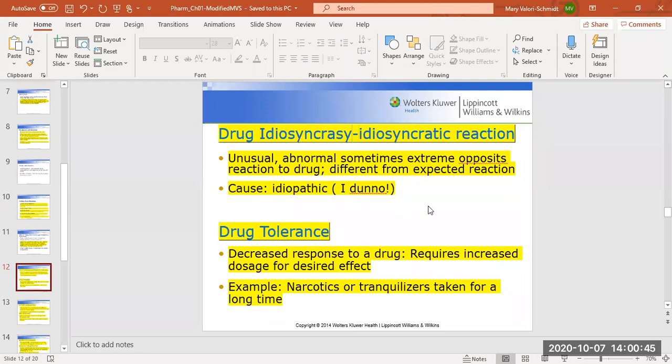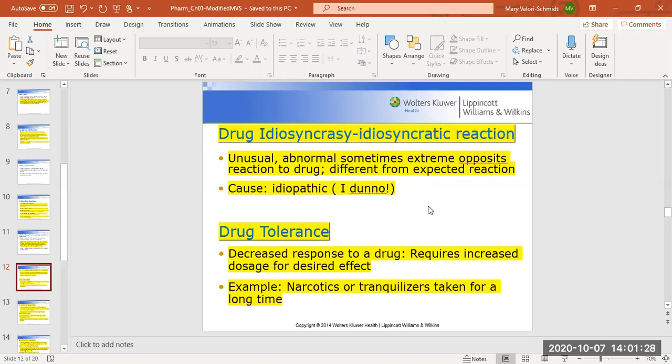Idiosyncratic reaction. It's an unusual, abnormal, sometimes extreme opposite reaction to a drug. I'll give you an example. The patient's anxious. I give them a Xanax. Instead of chilling them out, which is what alprazolam, Xanax, is supposed to do, they get more excited and agitated. Idiopathic, idiosyncratic reaction. And the word idiopathic means, it means I don't know why. So why did that patient have that idiosyncratic reaction? I don't know. For some reason, that drug for that person did the opposite of what it was supposed to do.